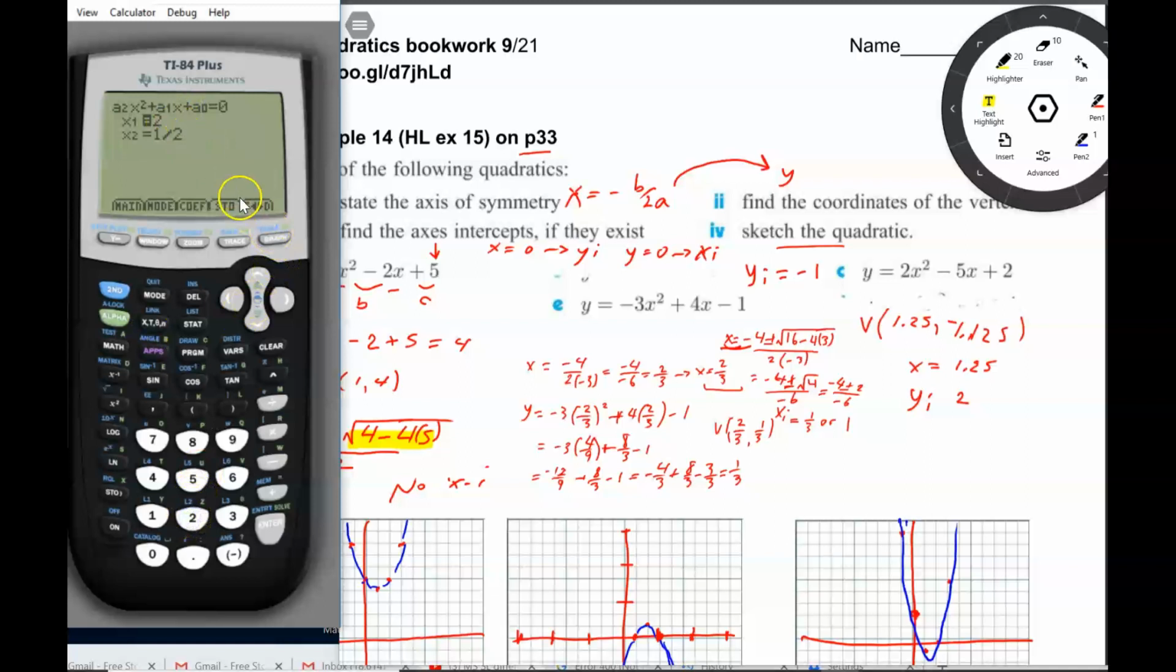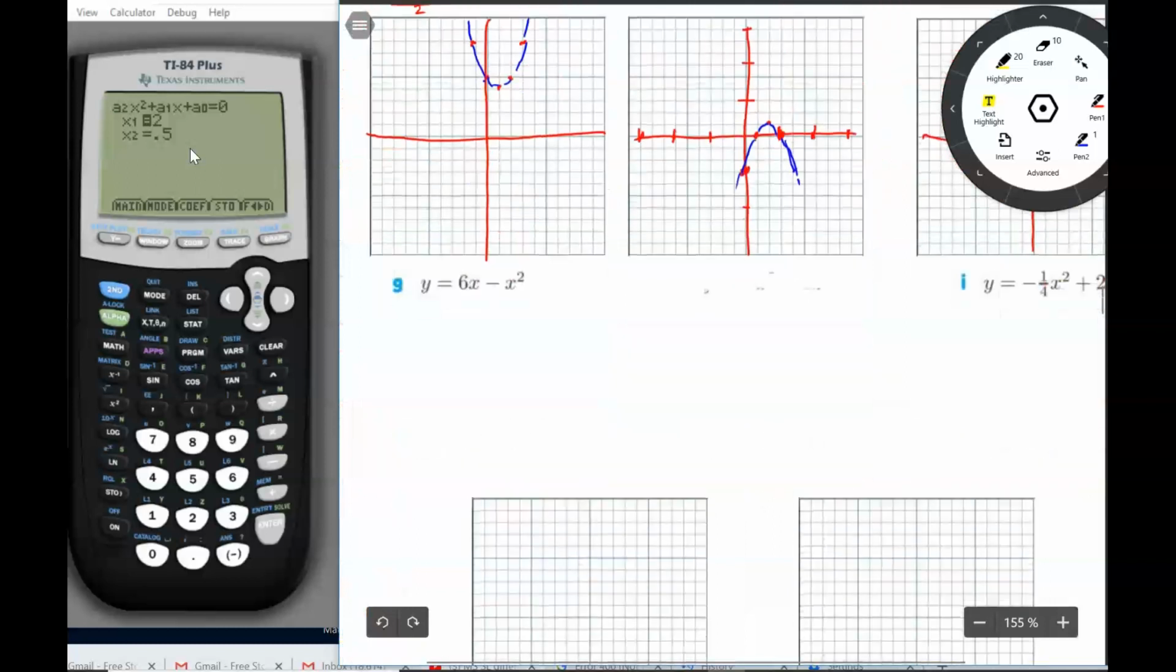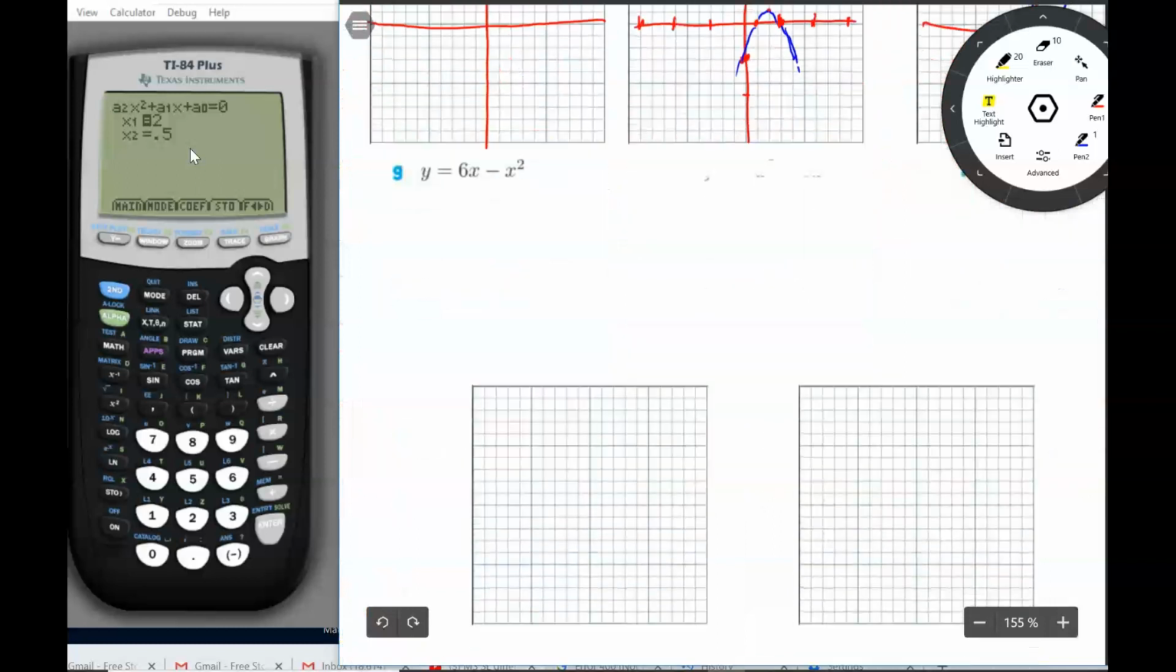If you want to see them in decimals, you just press this button here, what's it called? Floating point or decimal, or fractions or decimal, and you just press the button that corresponds to that, and it changes to 2 and 0.5. Okay, so the x-intercepts are going to be 2 and 0.5. Okay, so that's how you do it with the calculator, all right? And the one down here, one of them we'll do by hand and one of them we'll do by calculator. Let's do the easy one by hand, okay?